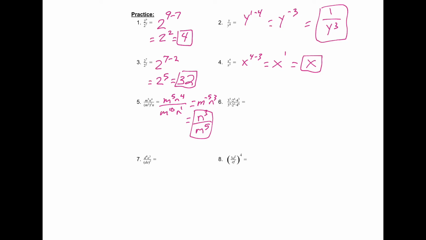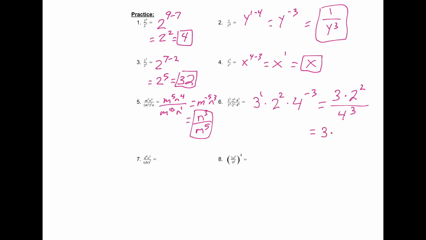Next problem. Okay. 5 minus 4 is 3 to the first. Times 2, 4 minus 2 is going to be 2. And then times 4 to the 3 minus 6, negative 3. So we have to rewrite this as 3 times 2 squared over 4 cubed. Negative exponent flips the fraction. And then we can get an actual number for this.